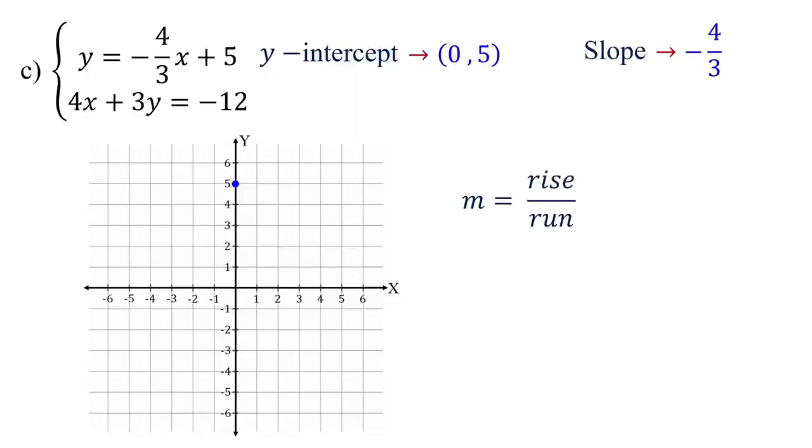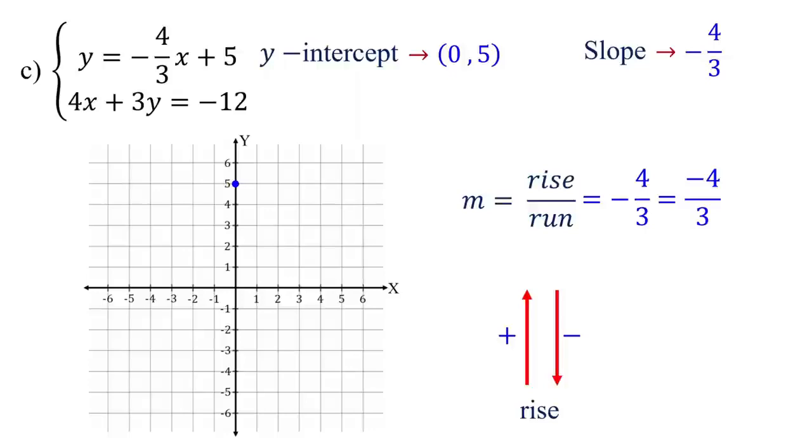Slope is rise over run, and in this case, it is -4/3. You can place the negative sign in the numerator. It will not change the value of the slope since they are equivalent fractions. The key concept to remember is that when the rise is positive, we move up, and when it is negative, we move down. In this case, since the rise is -4, we move 4 units down.